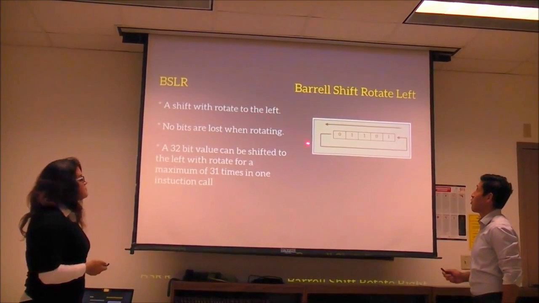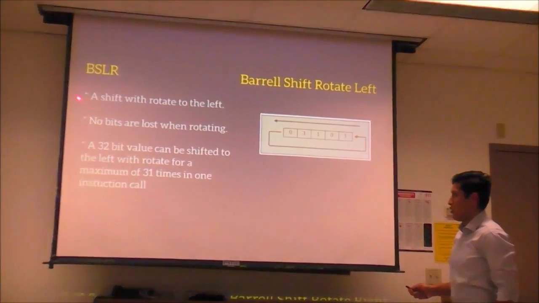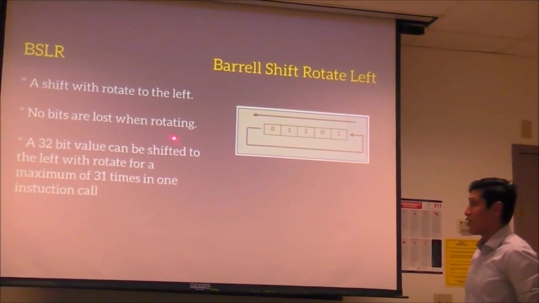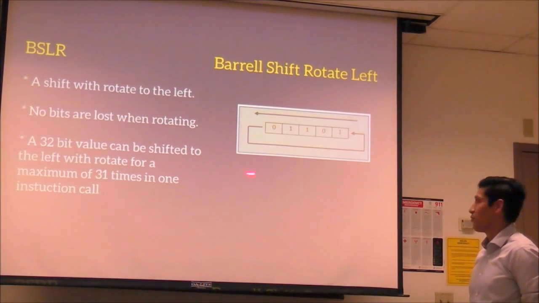The barrel shift rotate left is just the opposite of the right. So shift with rotate to the left, no bits are lost when rotating as well, and the 32-bit value can be shifted to the left with rotate a maximum of 31 times in one instruction call.